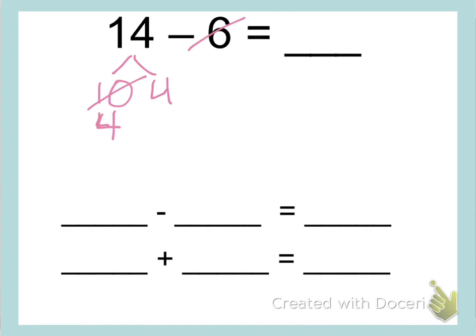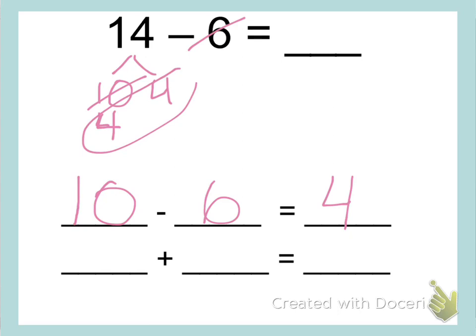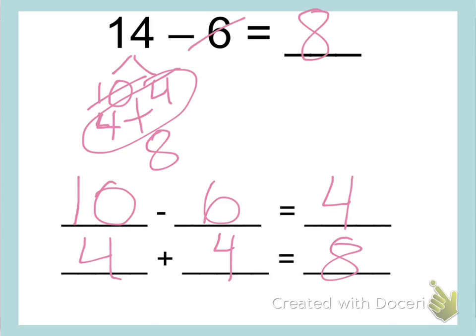So our first thing that we're going to do is 10. We're going to show how we took away from 10. So we have 10 minus 6 equals 4. Now we're going to add our leftovers, which is 4 plus 4. 4 plus 4 equals 8. So that means that 14 minus 6 equals 8.